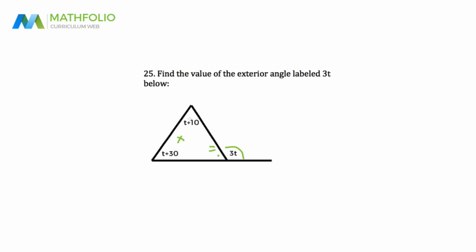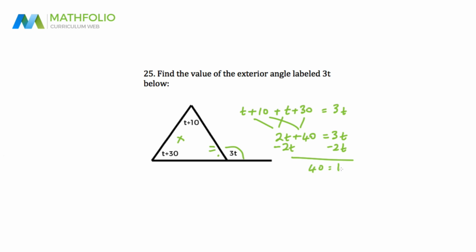But in this case, these 2 are non-adjacent, so we know that t plus 10 plus the other one, t plus 30, equals 3t. So combining terms, 2t plus 40 equals 3t. So now subtract the smallest coefficient of t, and you end up with 40 equals t.